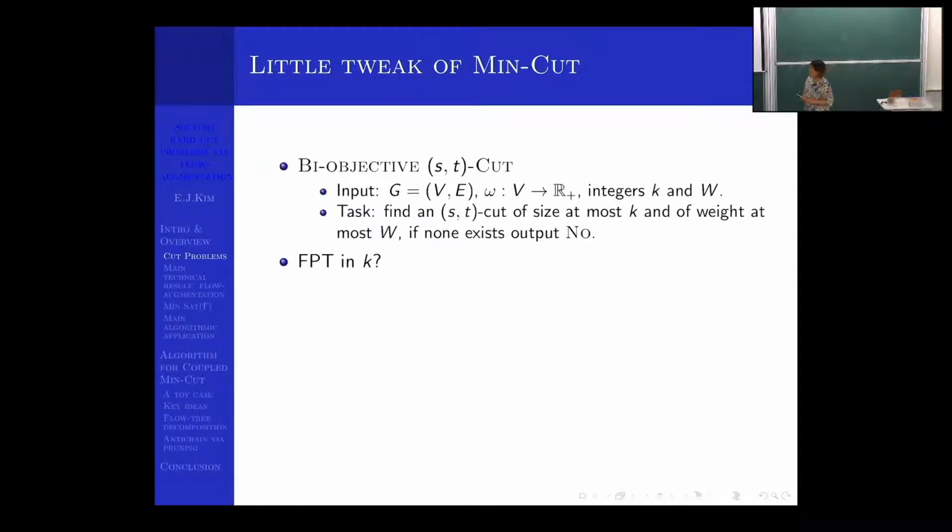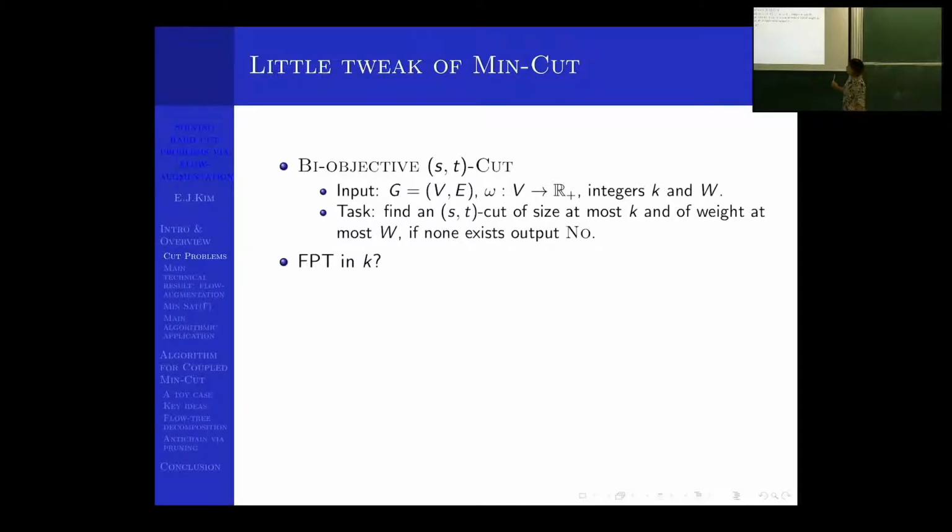So there are these beautiful techniques for handling cut problems, but there is some really basic cut problem which seems to be out of reach using these existing techniques. One is bi-objective ST cut. Basically it's weighted min cut. I want the cardinality of the cut to be at most k, while we also put weights on the edges. So I want both the cardinality at most k and the weight sum of the cut to be at most w.